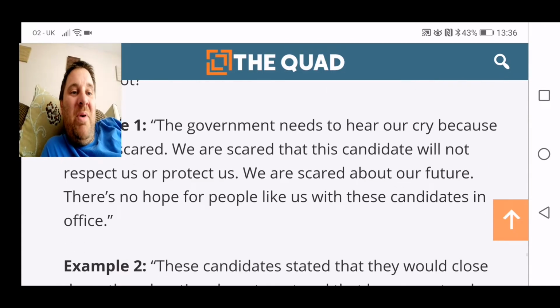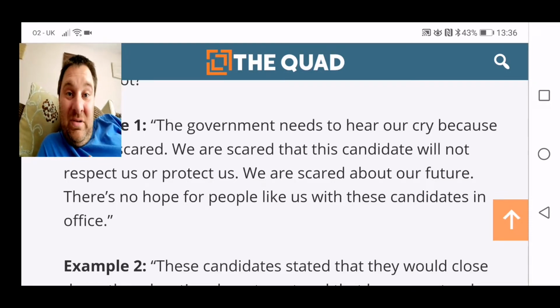And to say there's no hope for people like us with these candidates in office, no, that's fear porn. More fear porn, no hope for us. Of course there's hope for everybody.